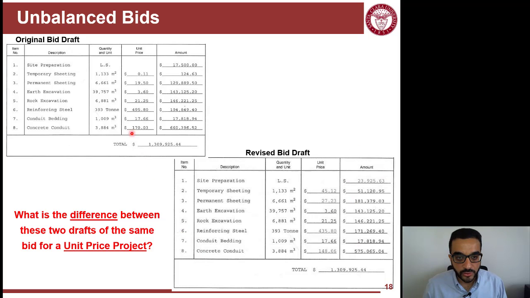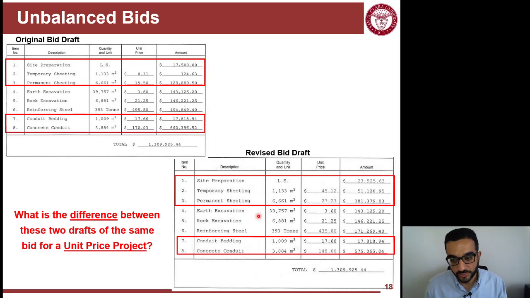So take some time and maybe pause the video here, and compare this bid draft and this revised bid draft. Take a minute, just compare the values here. I hope you see the difference in numbers. Of course, you can see the total bid price didn't change, still the same. But what they did is they moved some money between the buckets, or the items of the bid, from one to the other.